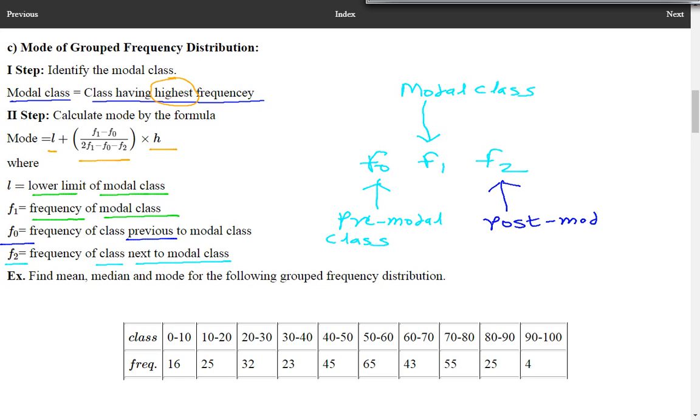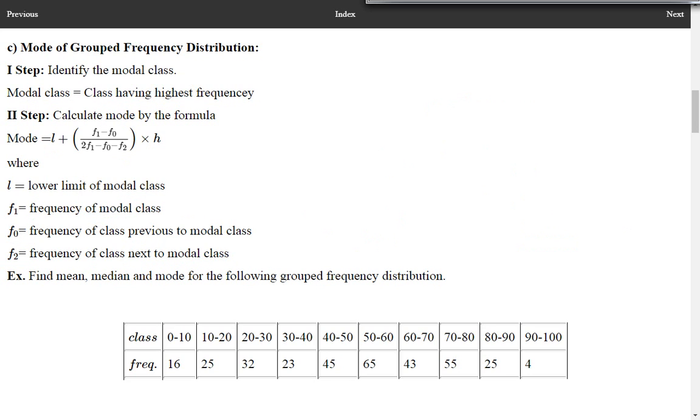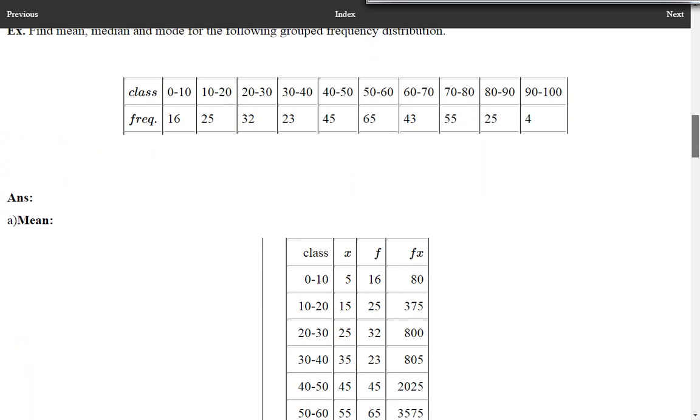Then mode is given by this formula which I have stated earlier. Mode is equal to L plus (F1 minus F0) divided by (2F1 minus F0 minus F2) into H. All these procedures will be clear once we go through an example. So let us go through an example.